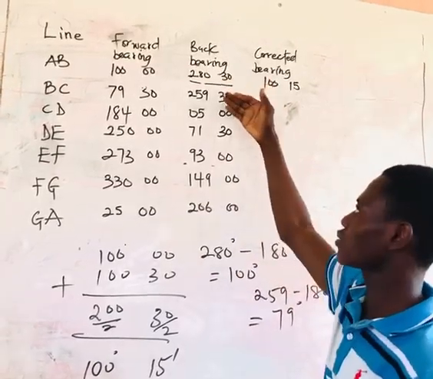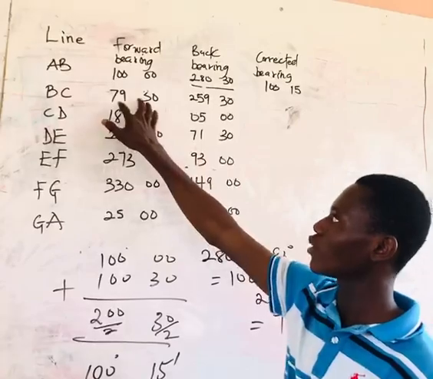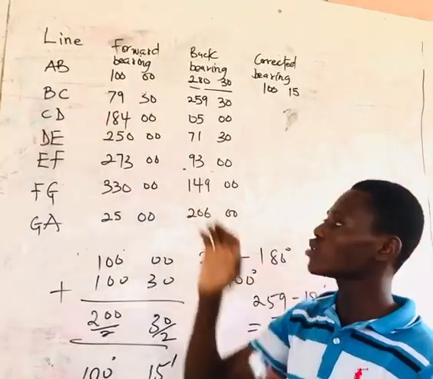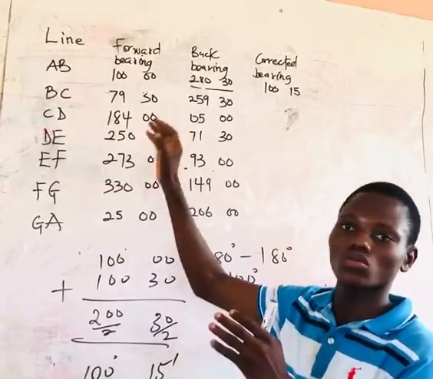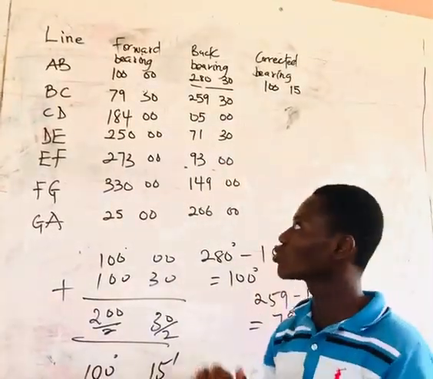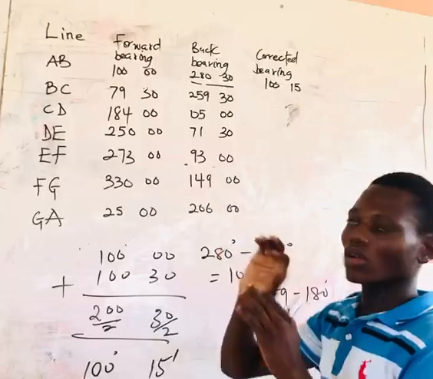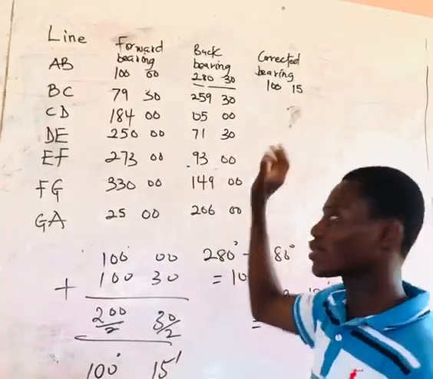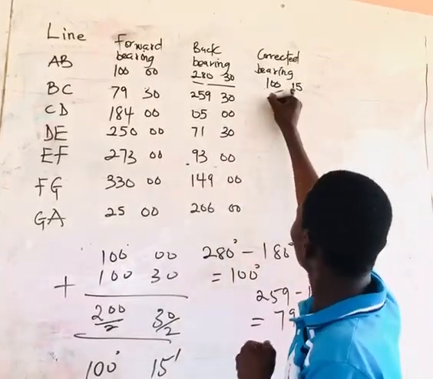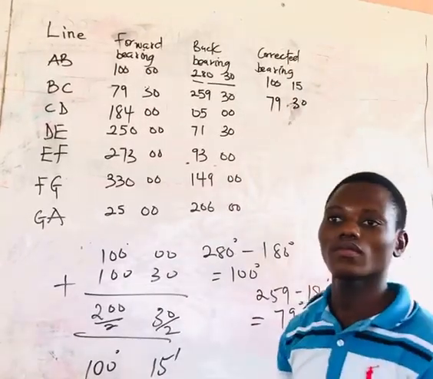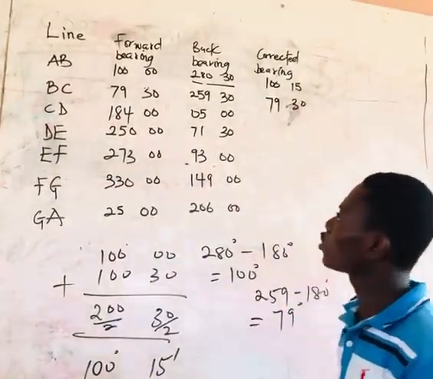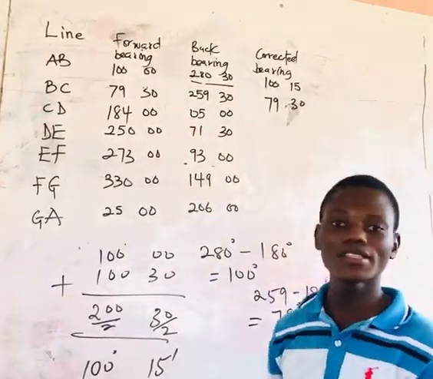79 degrees 30 minutes being the backward bearing's result, the forward bearing is also 79 degrees 30 minutes. So in this case, the backward bearing is suggesting a forward bearing equal to what the surveyor has measured. So you don't need to average this; they are the same. You just take one and write it over there. So the forward bearing becomes 79 degrees 30 minutes. Okay. Now we move on to the next one, CD.